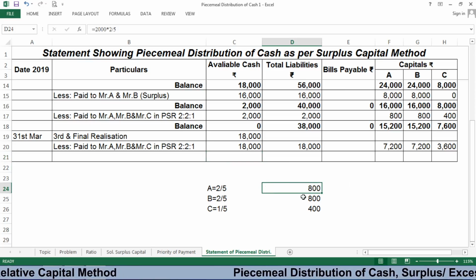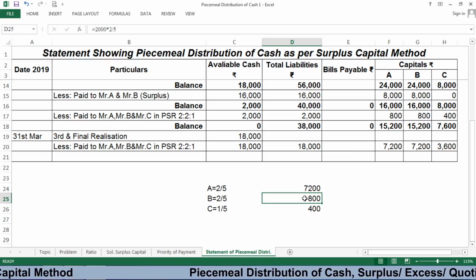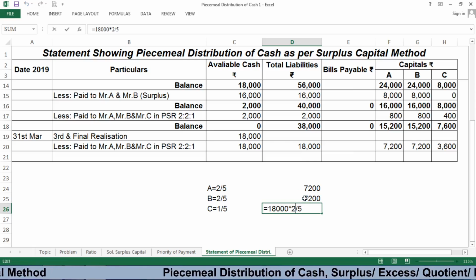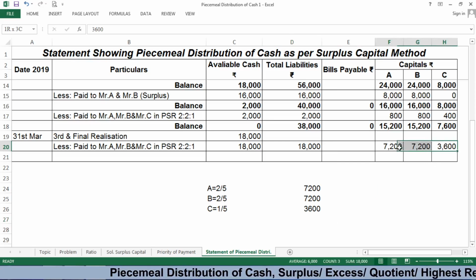We will calculate here. How? The amount is 18,000. 18,000 into 2, that is Mr. A's share, and 5, that is the total share. So out of 5 you will get 2, and Mr. A will get 7,200. The same amount will be received by Mr. B, and Mr. C will receive 3,600. Here you can see the answer.